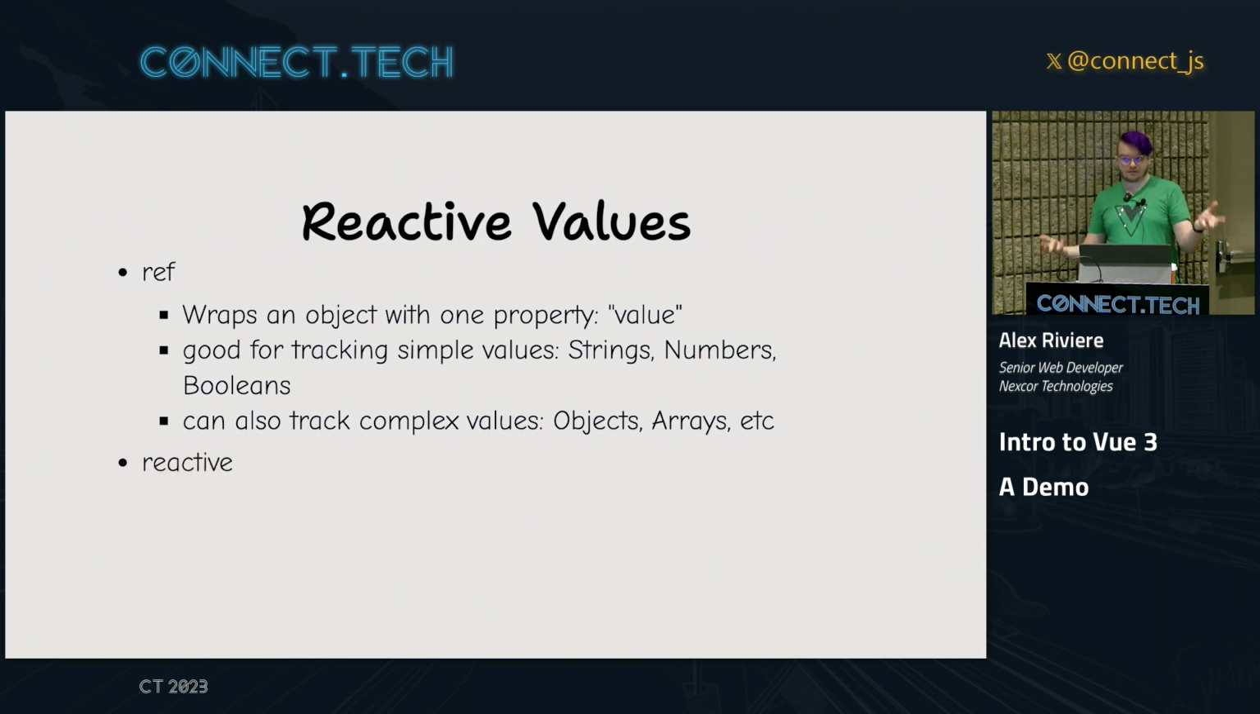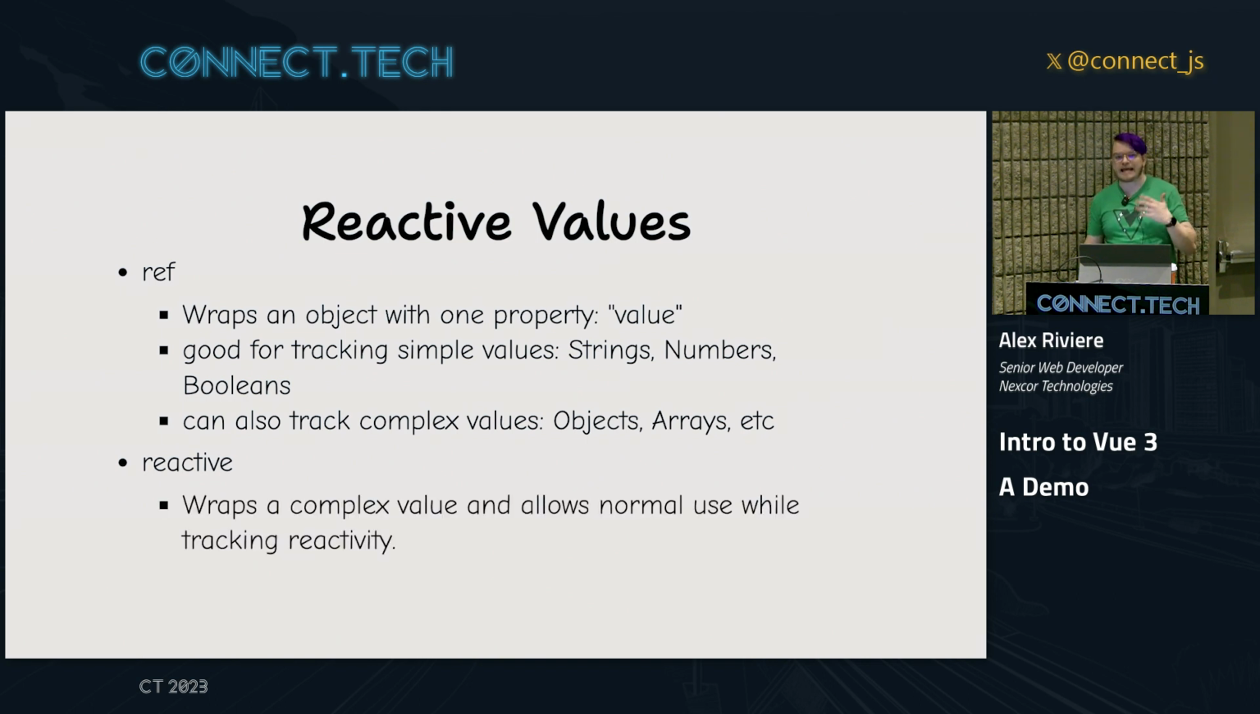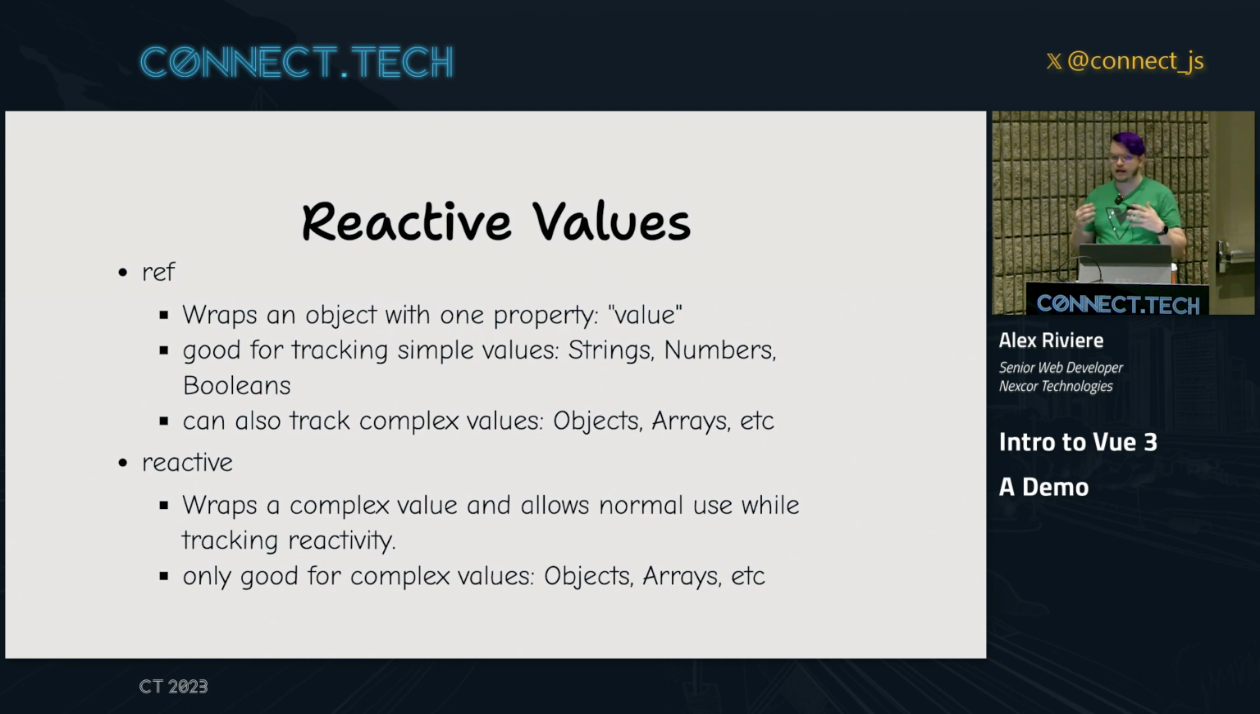The other sort of basic building block of Vue is reactive. So a reactive object has to be a complex value. It can't be a string. It can't be a number. It can't be a Boolean. It has to be something like an array or an object. So it's only good for tracking those complex values.